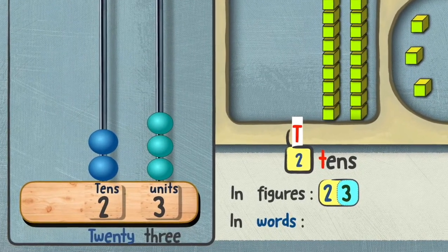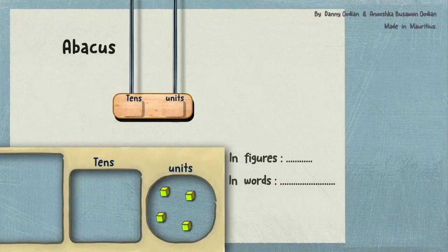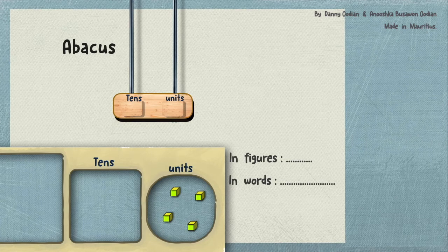Let's practice. How will you represent 4 units on the abacus? Slide 4 beads on the rod which is on the right. 1, 2, 3, 4. 4 units. Since there are no tens, we can write 0. The answer is 4.